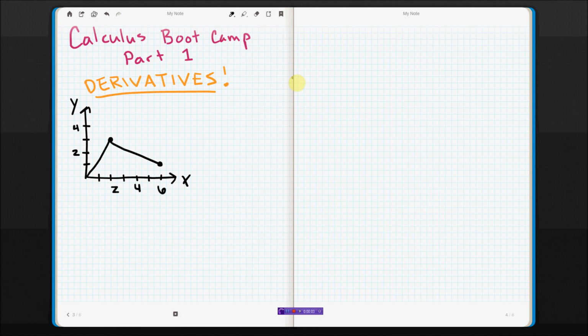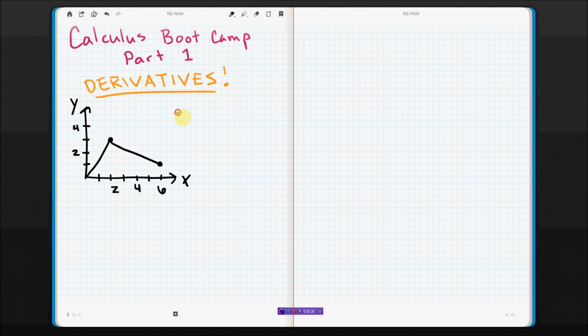Okay, this is part 1 of our calculus boot camp. We're going to talk about derivatives. So first off, what's the point of them? Well, the whole point is to find slope. You already know how to find slope on a nice, easy graph like this. So we're going to just practice that for a second.